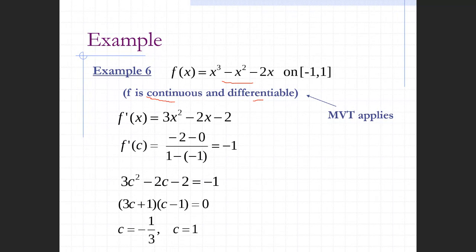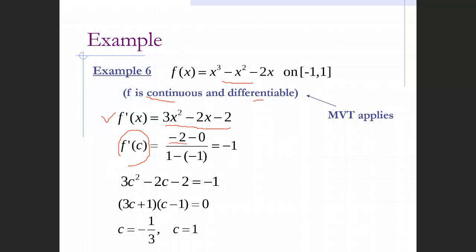So first I will differentiate this function. When I differentiate this, it will be 3x² minus 2x minus 2. Now I will solve for f'(c). I have to find the value of c. As I know, according to the formula, f'(c) is equal to f(b) minus f(a), divided by b minus a. So for f(b) you have to put the value here. a is minus 1 and b is 1.